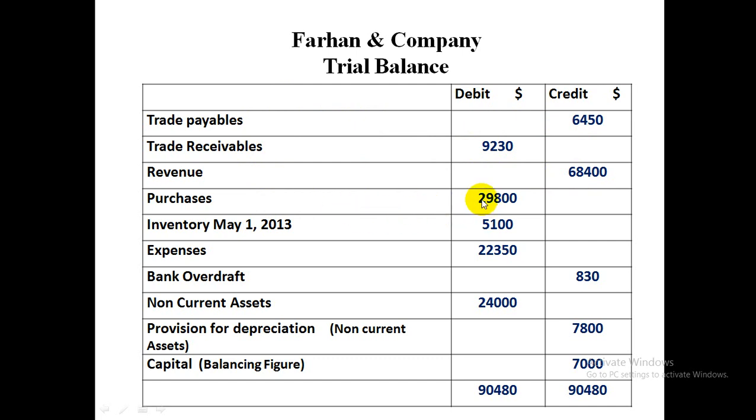Purchases is an expense, comes in debit. Inventory is an asset, comes in debit. Expenses will come in debit. Overdraft is a liability, credit. Non-current assets are debit. Provisions for non-current assets will come in credit. The balancing figure of debit and credit is considered as the capital, and this is how the trial balance of Farhan and Company will be completed. That's all about Farhan and Company.